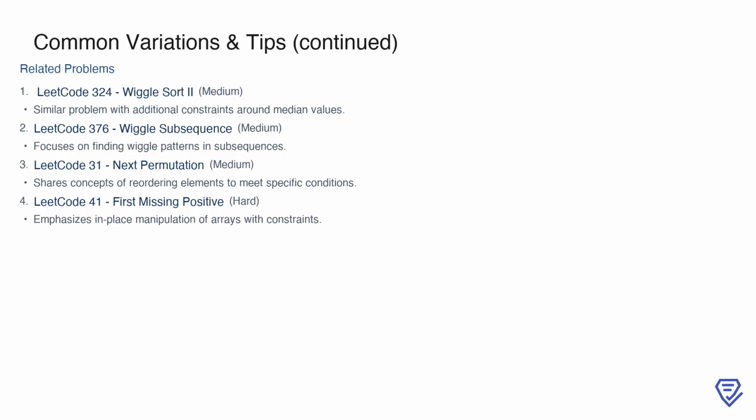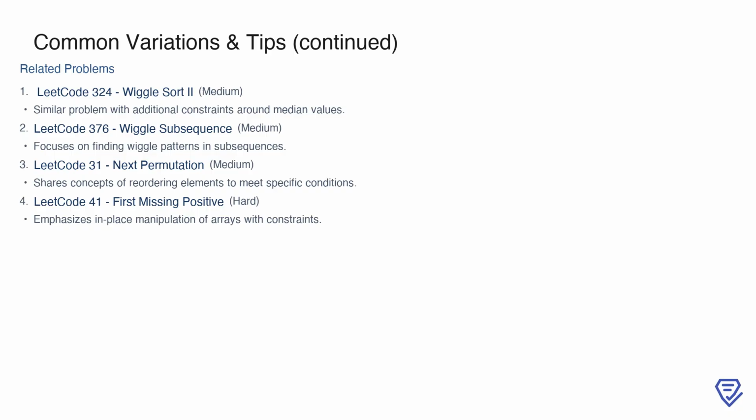Wiggle sort problems are closely related to a few other LeetCode challenges that can help you build your understanding. For example, LeetCode 324, Wiggle Sort 2, is a direct counterpart with additional constraints, particularly involving median values. LeetCode 376, Wiggle Subsequence, shifts the focus to identifying wiggle patterns within subsequences, which requires a slightly different mindset.